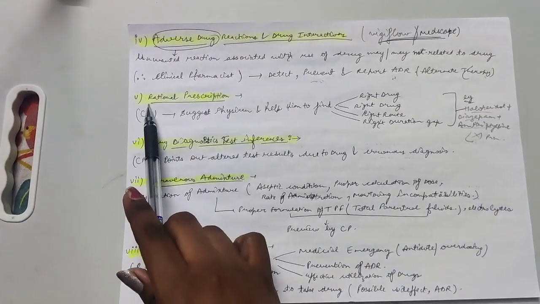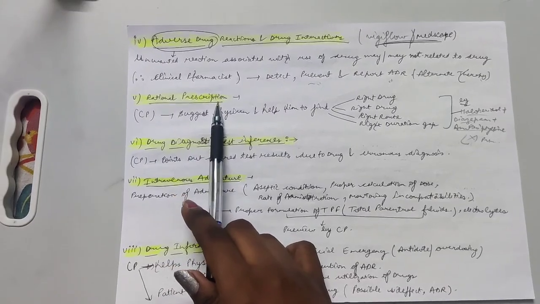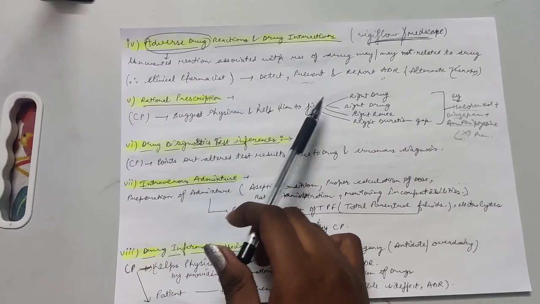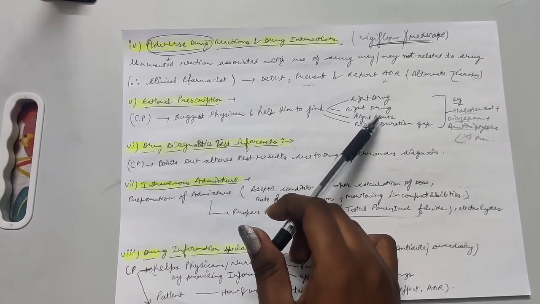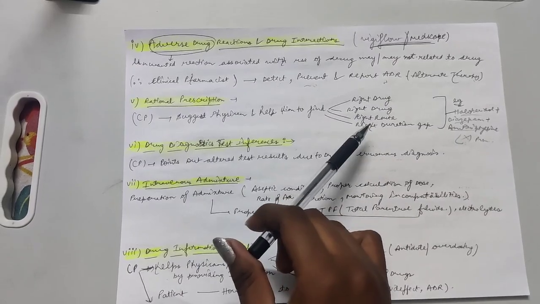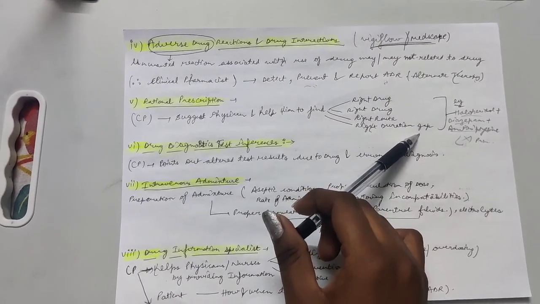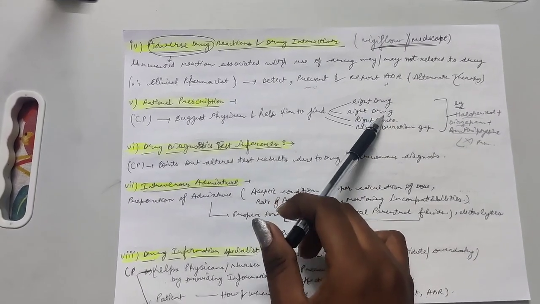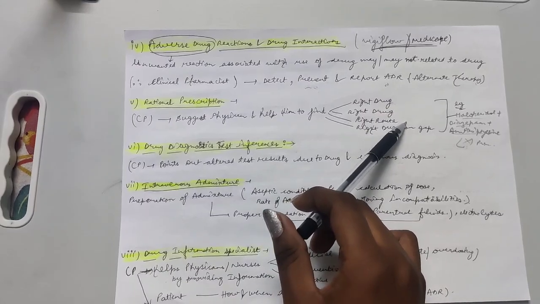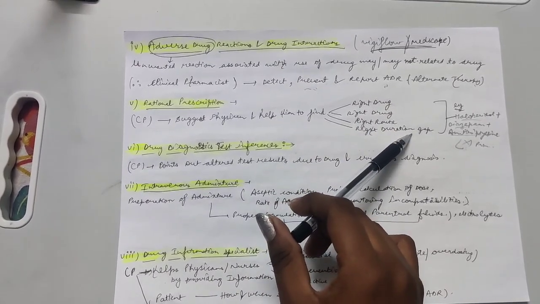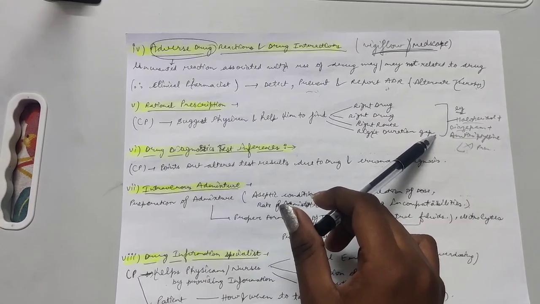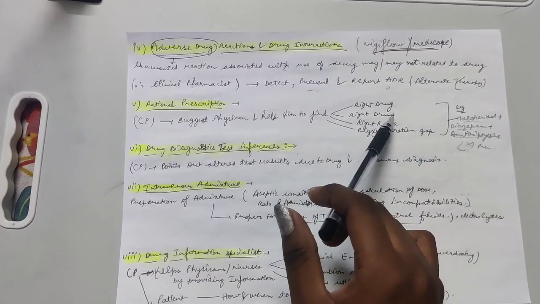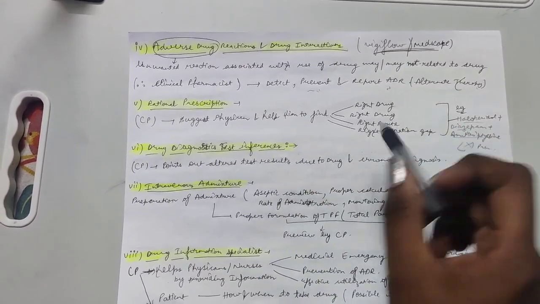Number 5, rational prescription. Clinical pharmacists suggest to the physician and help him in finding the right drug, right dose, right route, and right duration gap. The drug given to the patient should be the right one, with the right dose and the right route, and the duration gap, the frequent intervals, should be managed in a proper way, so that no overdosing and no misuse of the drug is done.